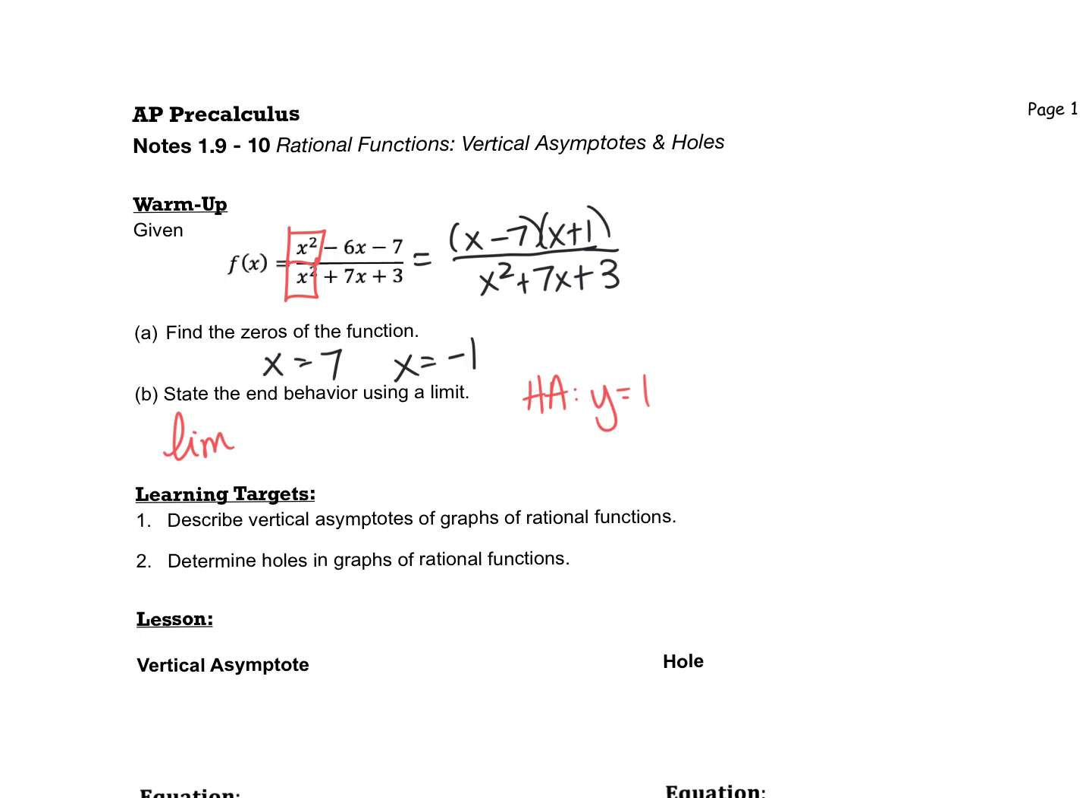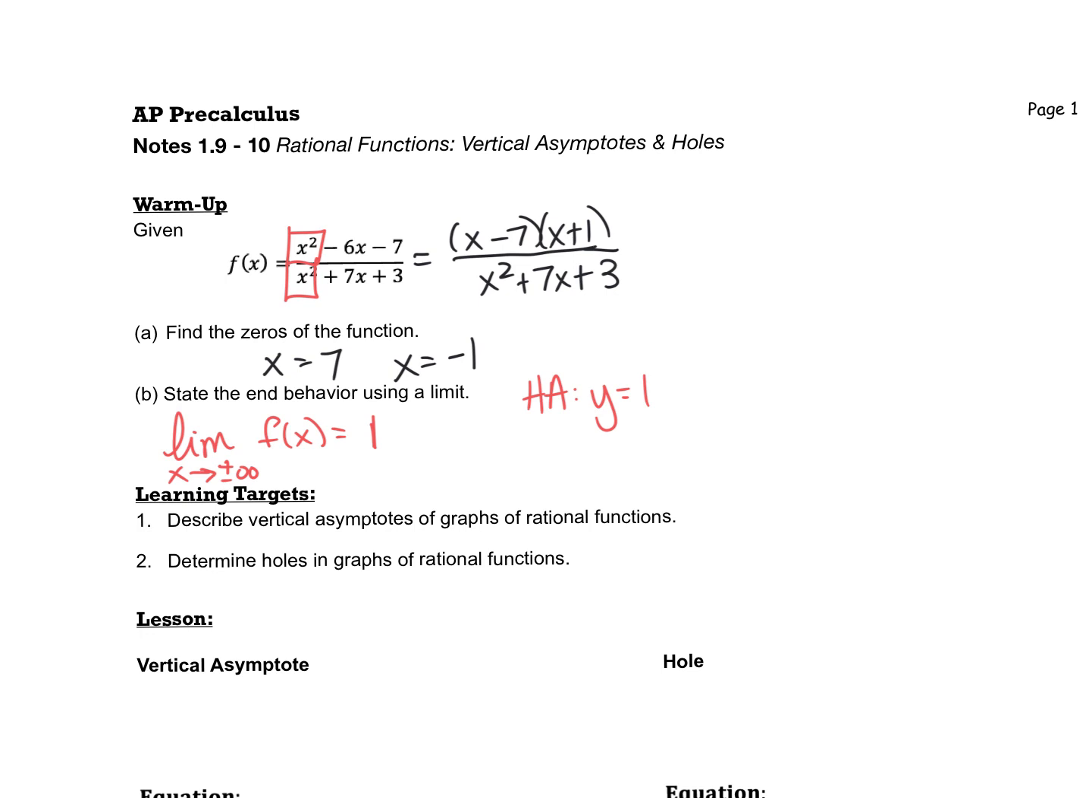if we take the limit as x approaches positive or negative infinity, we're going to get the same thing here. So I'm going to use one limit there: the limit of f of x is going to equal positive 1 because we have a horizontal asymptote there. Okay, so just a little bit of review.